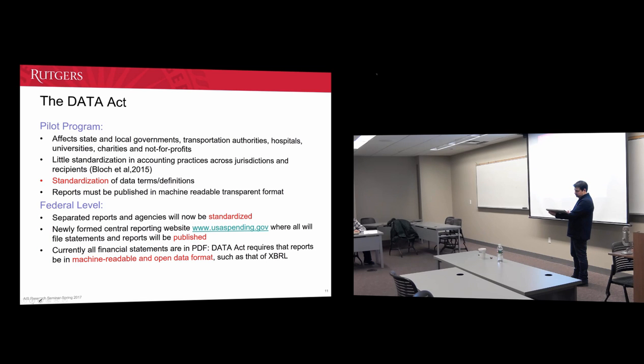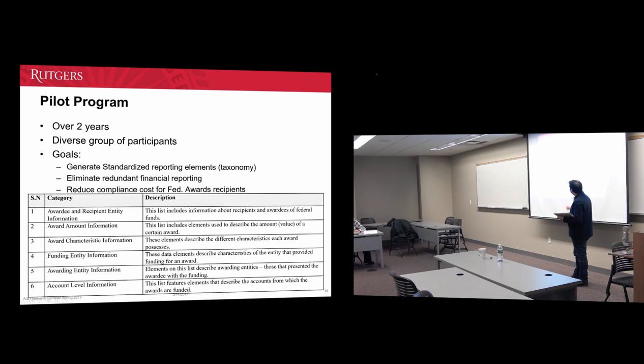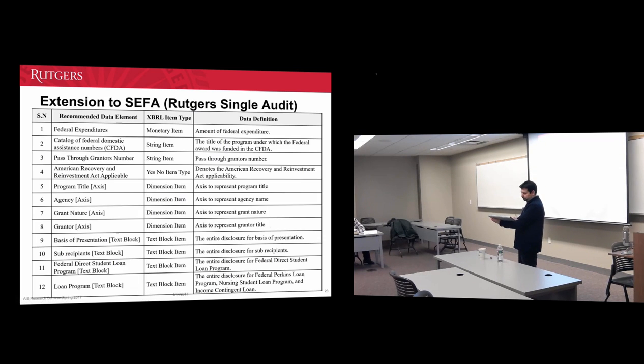Again, the elements that they came up with are built on previous legislation elements, and then we added some of them. So you have the awardee and recipient entity, award amount, award characteristics, funding entity. Those are the broad six categories. Underneath them fall all the elements that the U.S. Treasury and OMB came up with.